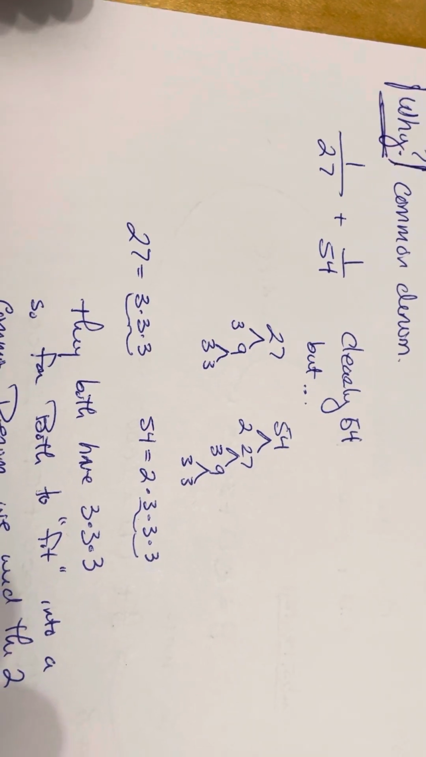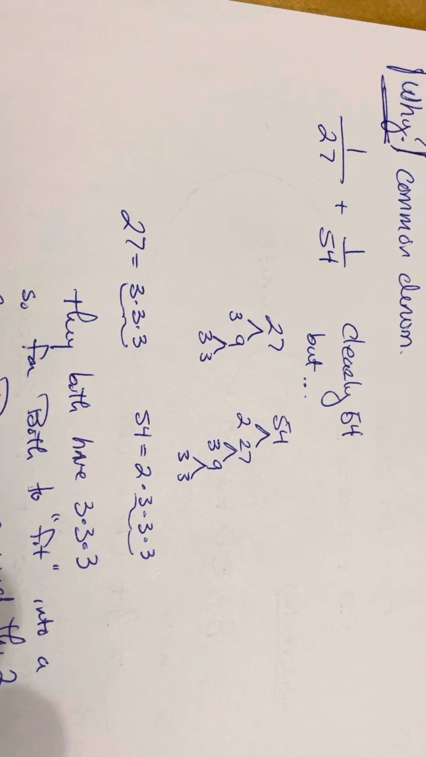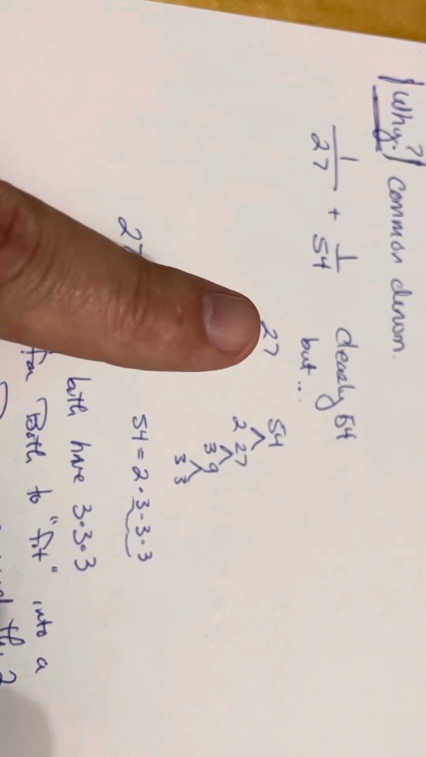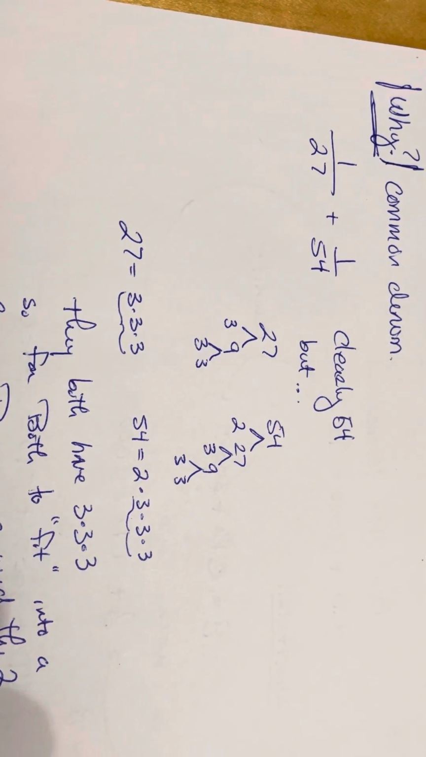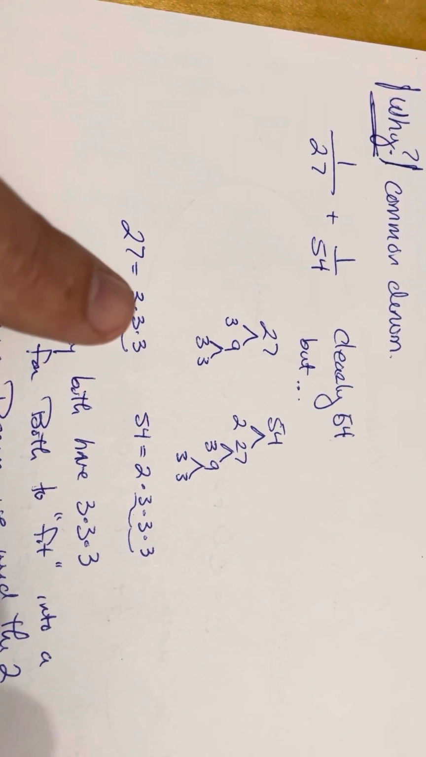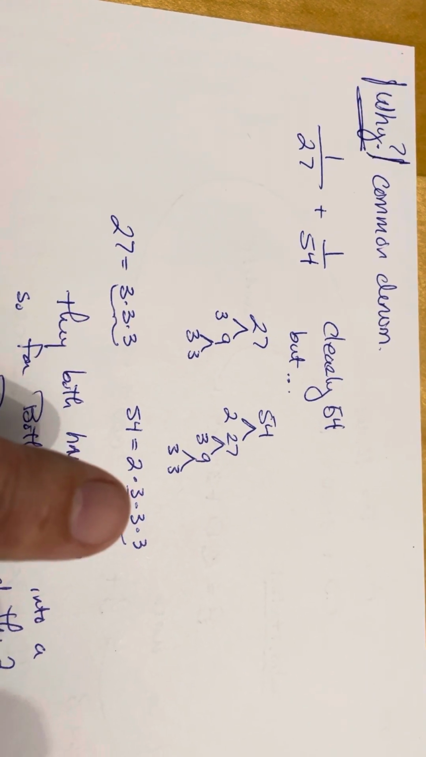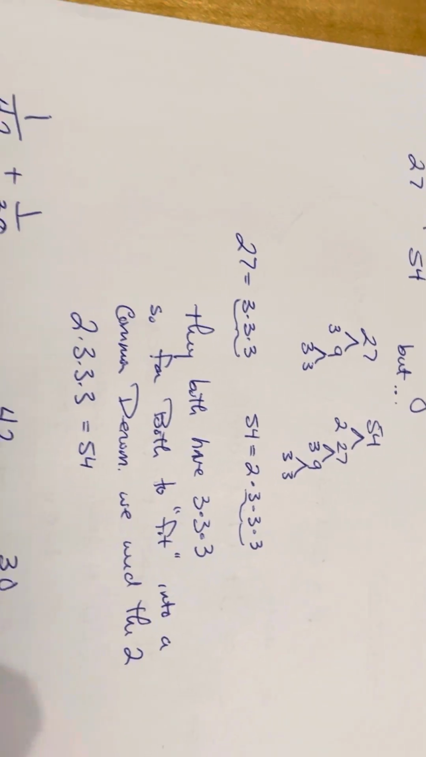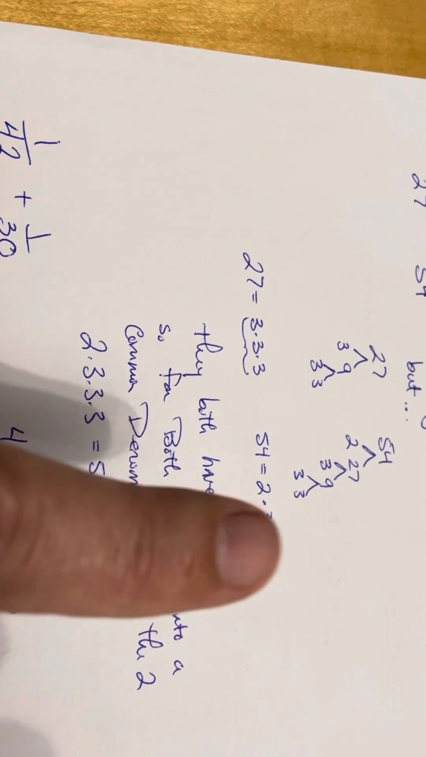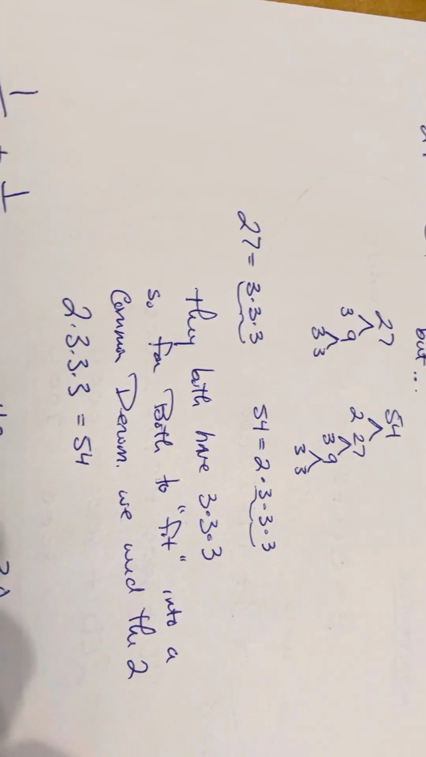27 goes into 54 two times. But let's use this as a building block to see why it works the way it does. So we're going to do a prime factorization of both the 27 and the 54, and we're going to end up with the 27 being 3 times 3 times 3, and the 54 being 2 times 3 times 3 times 3. Now you'll notice that in both of the prime factorizations, you have 3 times 3 times 3.